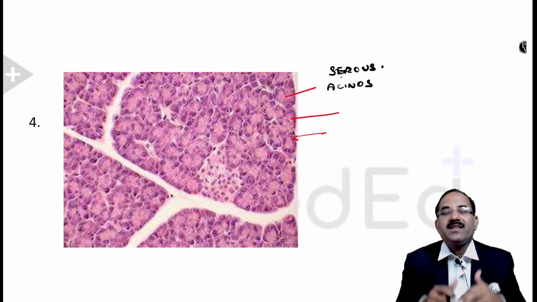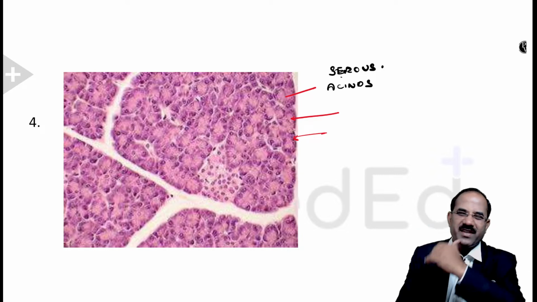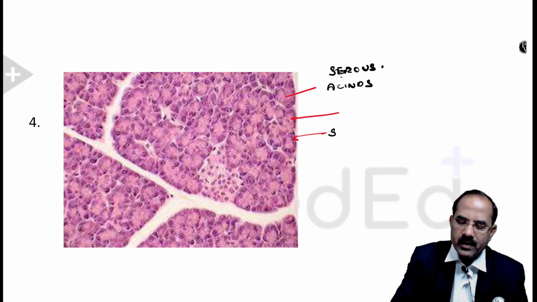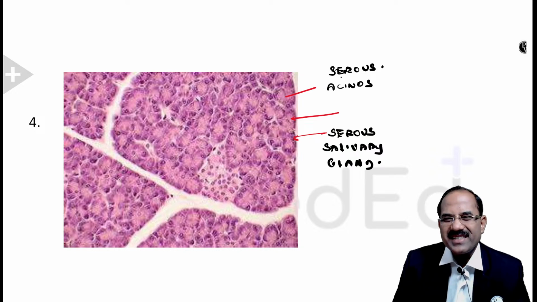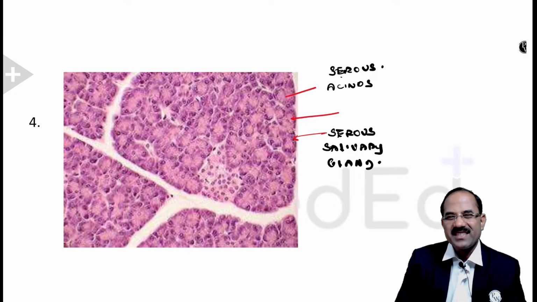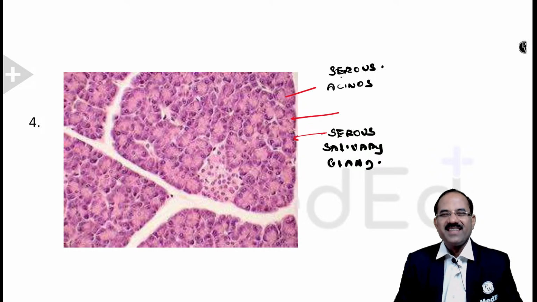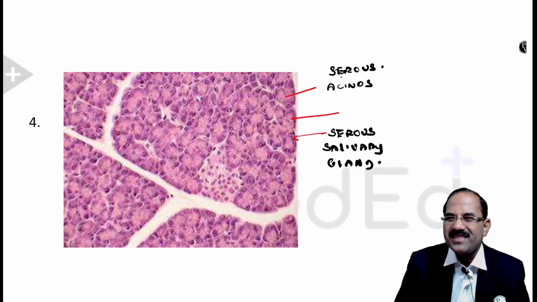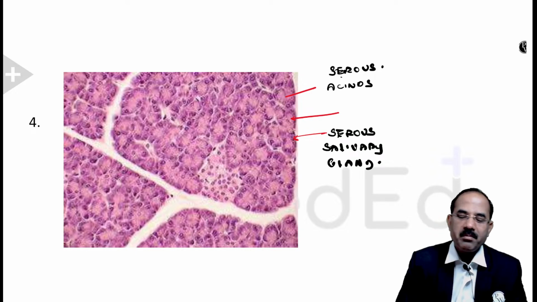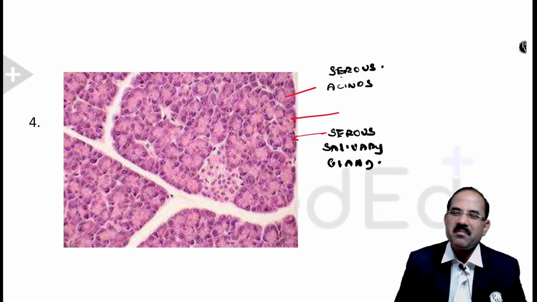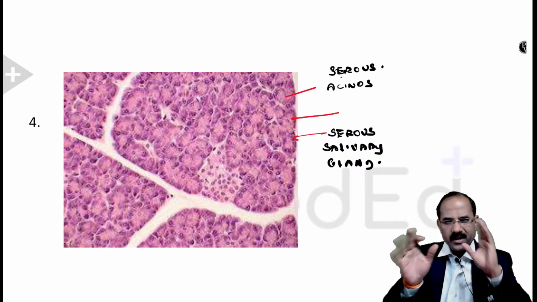And this acinus is a characteristic of what? A salivary gland. So normally we would label this as a serous salivary gland. Example of a serous salivary gland? Parotid. Yes, parotid gland is a serous salivary gland. Example of a mucous salivary gland? Sublingual. An example of a mixed salivary gland? It's the submandibular gland. Remember these examples.